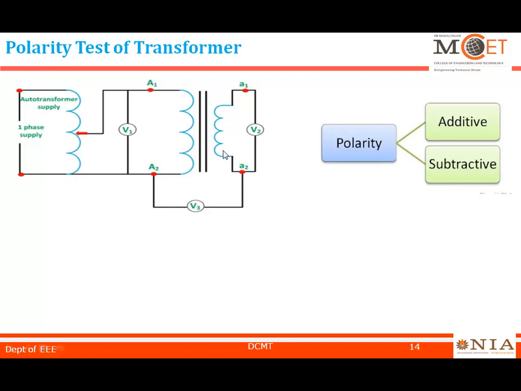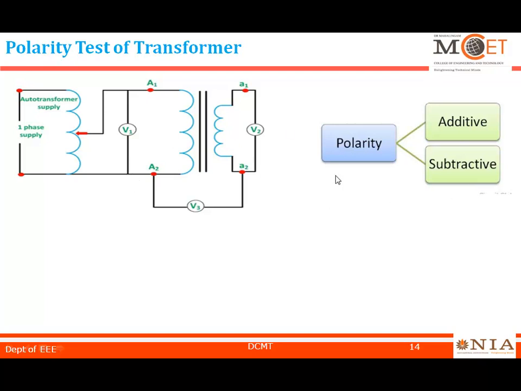This is your secondary winding. We are going to connect a voltmeter across this secondary. It is going to measure the secondary voltage. Another voltmeter, called the V3 voltmeter, is connected between the primary and secondary. This voltmeter V3 will decide whether the polarity is additive or subtractive. How is it decided?